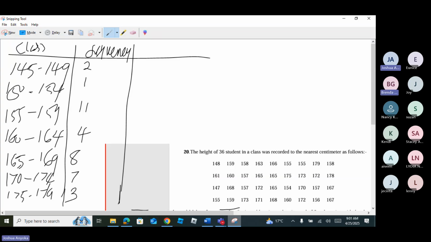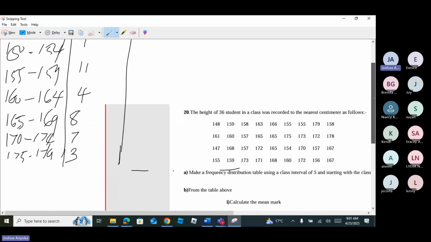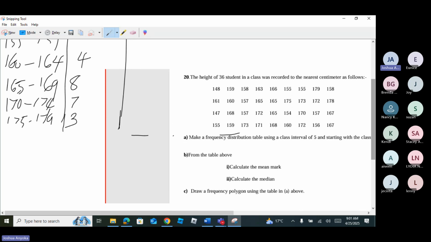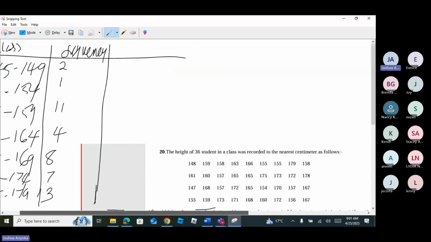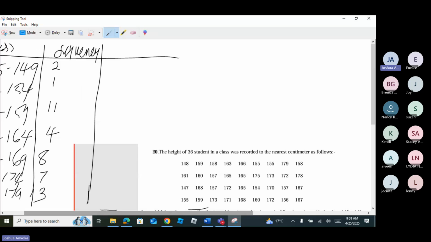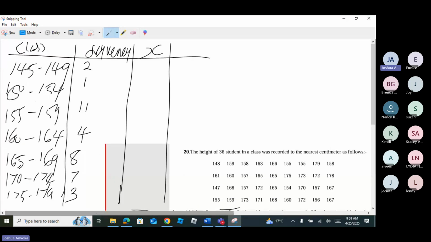Good. So with that frequency distribution table, of course, there is one column that I have skipped, the column of tallying, a process of coming up with the frequencies. Next question is, from the table above, calculate the mean mark. For the mean mark in Form 2, in Statistics 1, we need a column for x. A column for x, it's very easy. Column for x, 145 to 149.